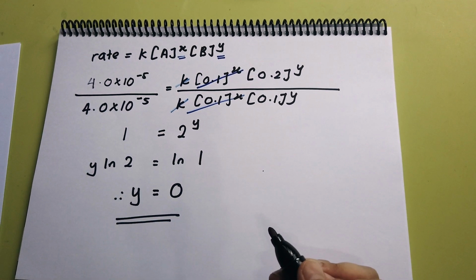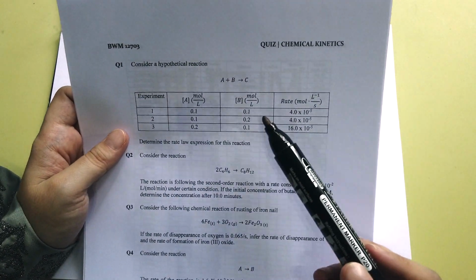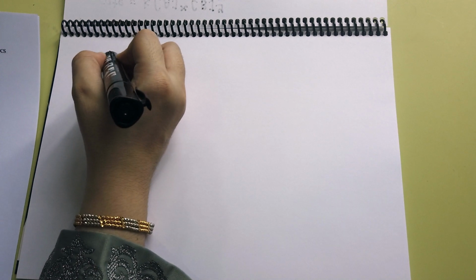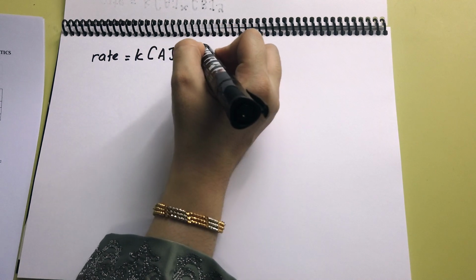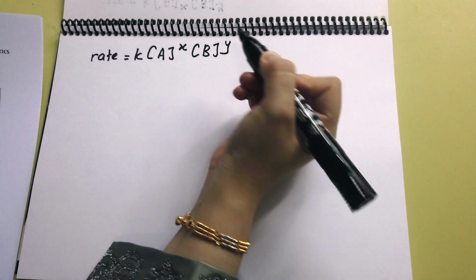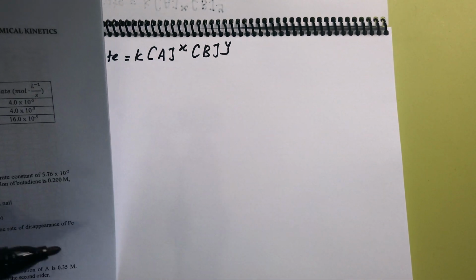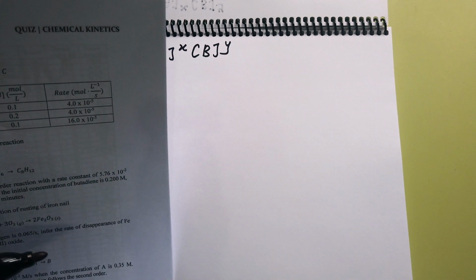Same goes for when you want to find the value of X. When you want to find the value of X, you need to find the concentration of B that is similar. So same goes, rate is equivalent to k, concentration of A to the power of X, and concentration of B to the power of Y. Now, we are going to use experiment 1 and 3. It's easier for us to calculate experiment 3 divided by experiment 1.